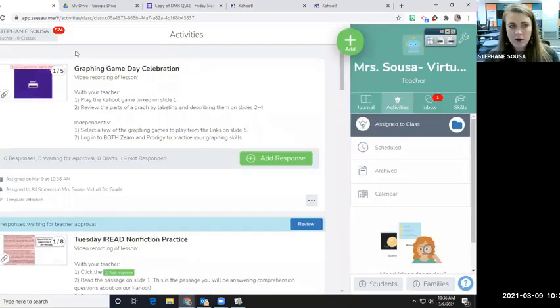Second favorite subject is math. Oh, I'm happy. Okay, if you would please go to Seesaw. On Seesaw, click that light bulb to refresh your feed. When you refresh your feed, you will have an activity called Graphing Game Day Celebration. Please go to Graphing Game Day Celebration.